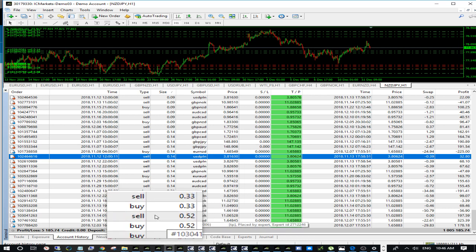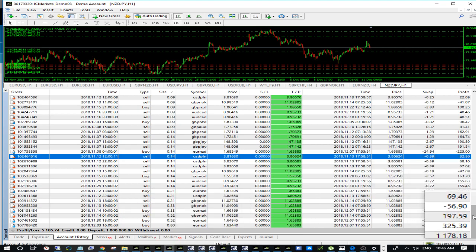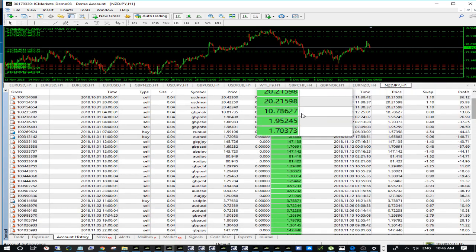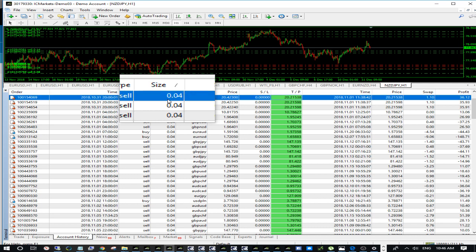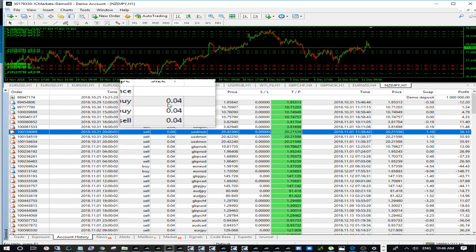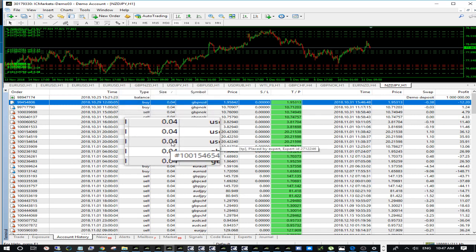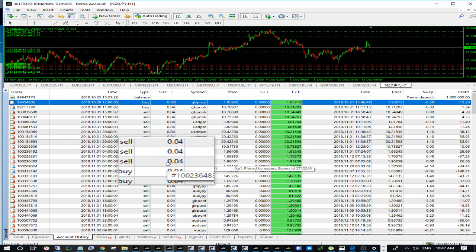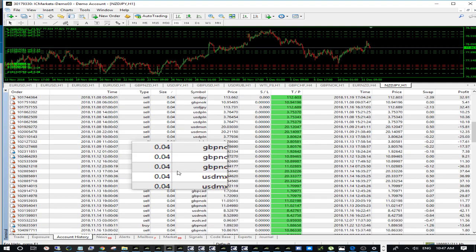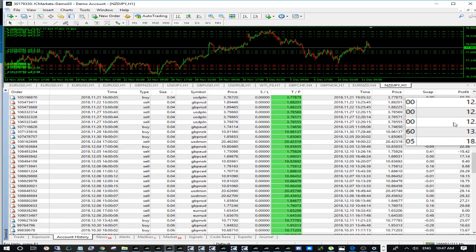All right, now as I scroll up, you can see that this account actually only has 0.04 as a starting lot size. That's because whenever the first two trades are losing on the other three accounts, basically we send those signals to this account. Now as I scroll down, you just have a look at the profit, guys.